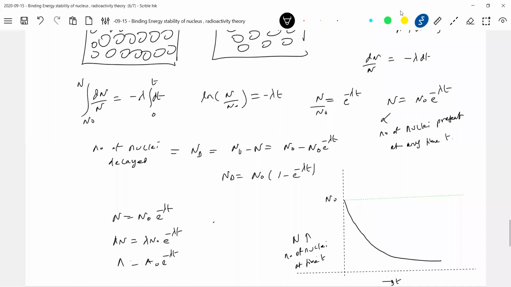And what will happen to that quantity? You can see it decreases exponentially. It means initially the rate of disintegrations will be more. With time, it keeps on decreasing, and it becomes zero at infinity. So why does this happen?